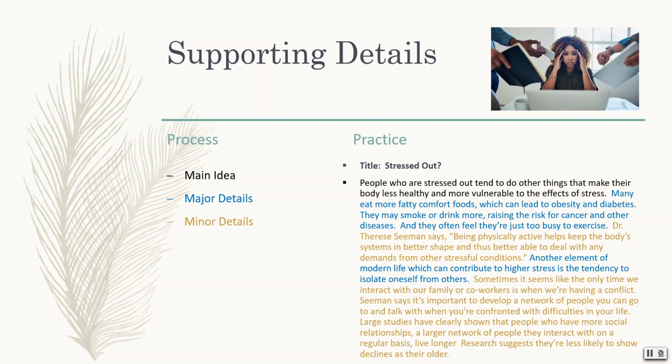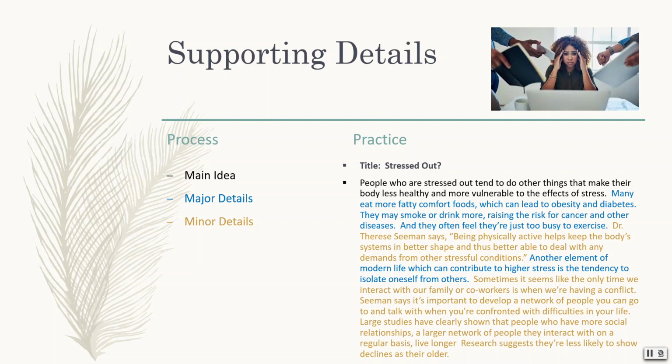But then I noticed the next sentence where it says Dr. Therese Seaman says that is very, very specific about exercise. It's talking about being physically active. So that is a minor detail, just telling more about the major detail that came just before it.